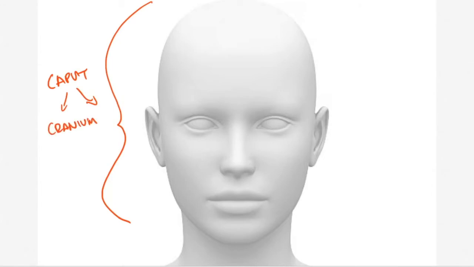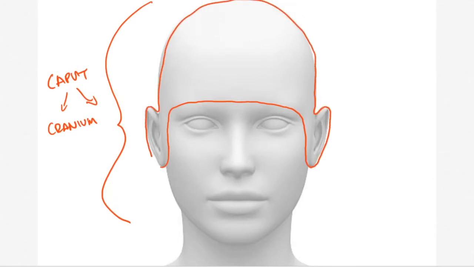The cranium is what some people call the brain case because it surrounds the brain. It goes around the ears, up to the top of the head. It's everything around kind of the skull cap. Okay? Now, the cranium can also be broken down into even smaller regions, such as the frons, which is forehead in Latin.